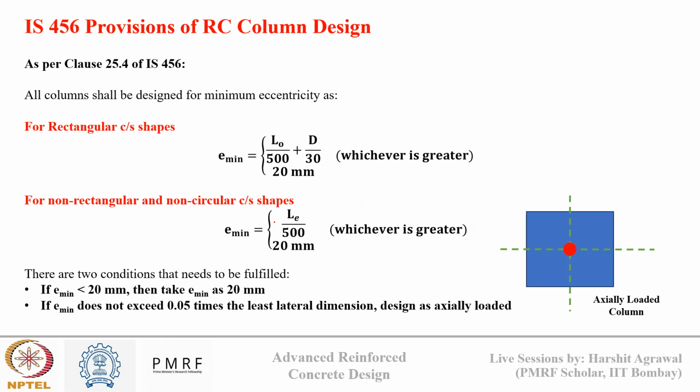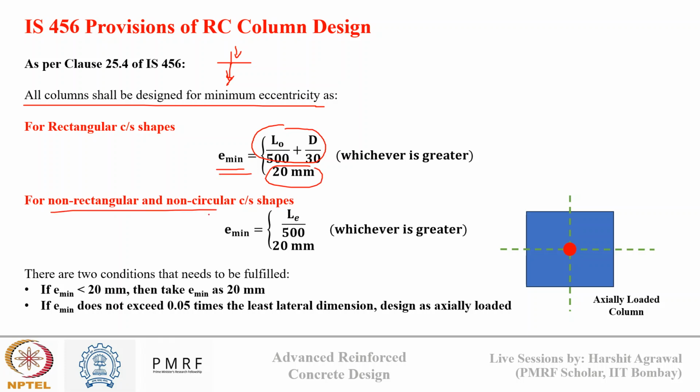Then, as we saw earlier in the discussion, there are chances that load is not acting directly at the centroid. Okay, so code says that all columns should be designed for minimum eccentricity. So irrespective of whether there is load acting at the centroid or not, we need to assume a minimum eccentricity is present in the loading. So for e minimum, code has given this formula l naught by 500 plus D by 30 or 20 mm, whichever is greater we need to use as e minimum.